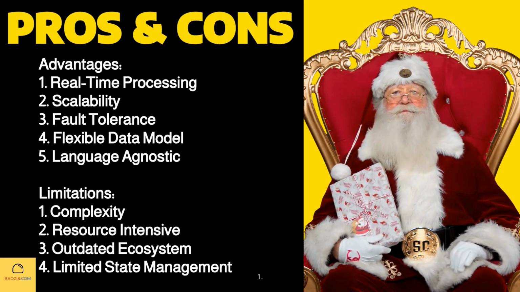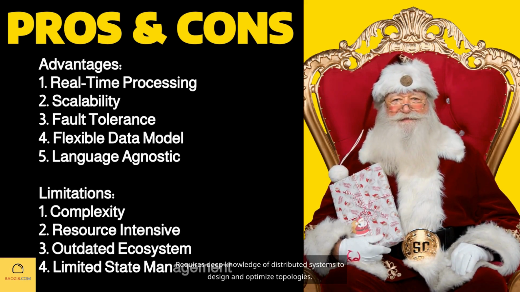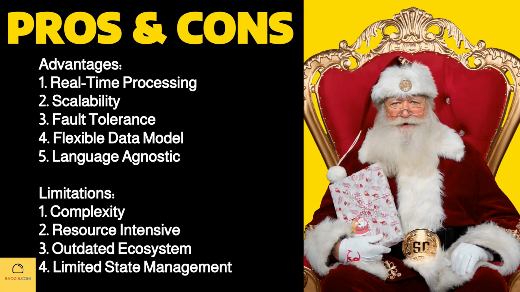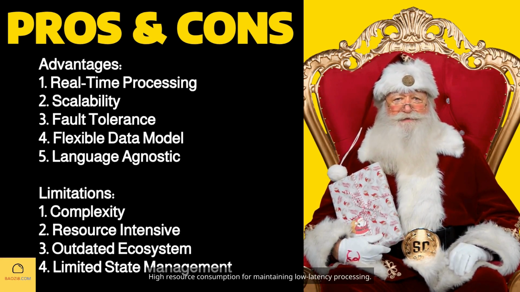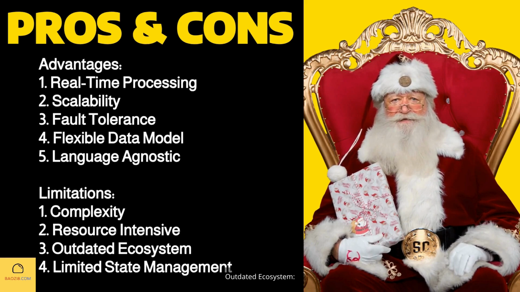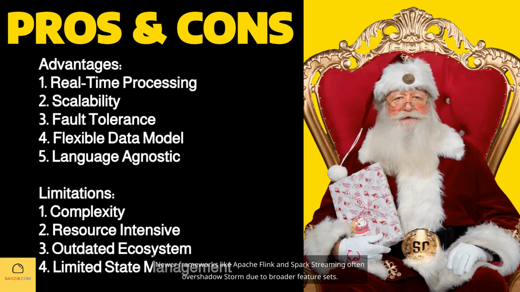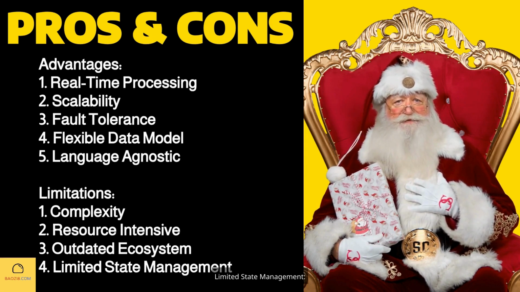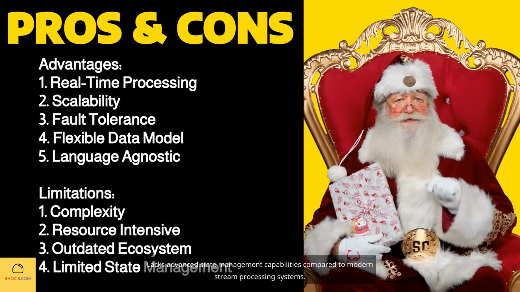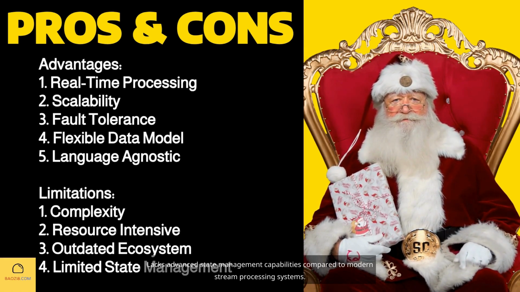Limitations include: 1. Complexity. Requires deep knowledge of distributed systems to design and optimize topologies. 2. Resource intensive. High resource consumption for maintaining low latency processing. 3. Outdated ecosystem. Newer frameworks like Apache Flink and Spark Streaming often overshadow Storm due to broader feature sets. 4. Limited state management. Lacks advanced state management capabilities compared to modern stream processing systems.